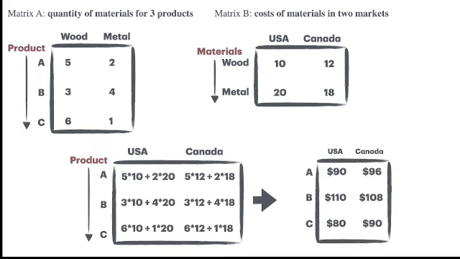When we apply the rules we learned in the previous slide, we find out that it costs $90 to produce A in the US and $96 to produce A in Canada, $110 to produce B in the US, and $108 in Canada, and so on. As you can see, producing unit C in the US is the most cost-efficient method.